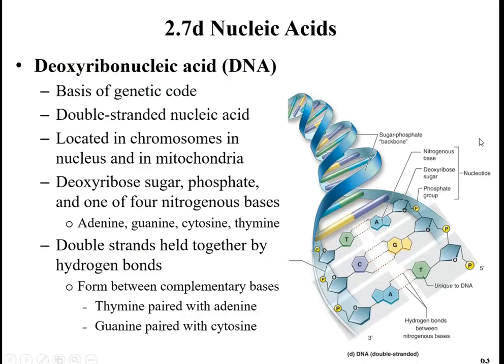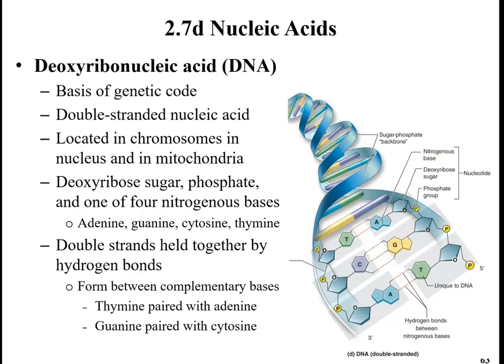All right, so DNA. This is the basis of your genetic code. It is a double-stranded nucleic acid, and it is located in the chromosomes in the nucleus of a cell, and the mitochondria of a cell also have their own DNA. Like we said, it's composed of a deoxyribose sugar, a phosphate, and one of the 4 nitrogenous bases that DNA uses. So that would be either adenine, guanine, cytosine, or thymine. And the double strands are held together by hydrogen bonds.